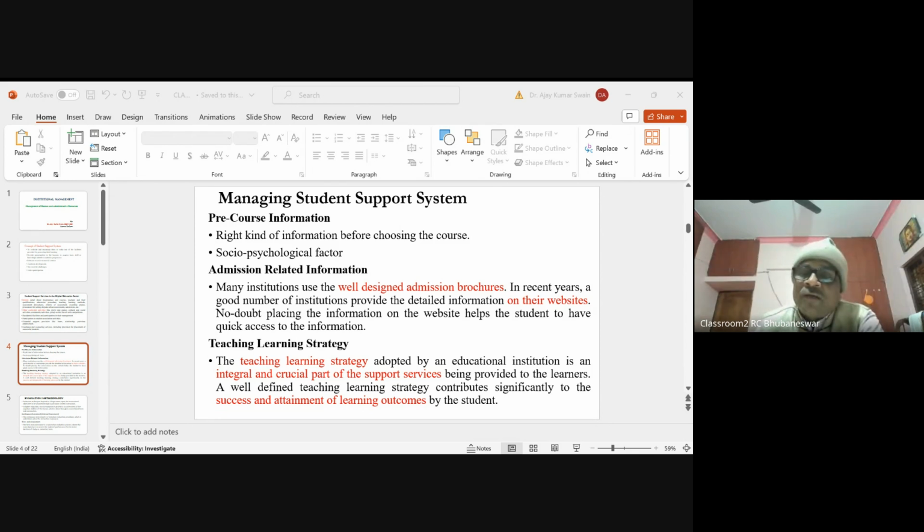suppose I am a teacher, I am conducting action research. Why am I conducting action research? To eradicate the immediate problem or issue I am facing.